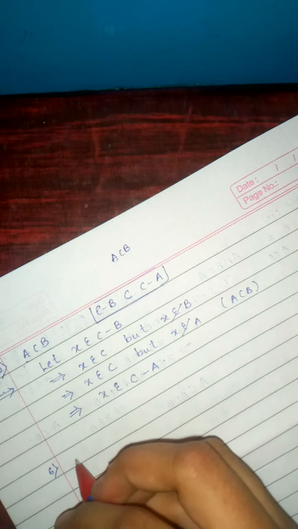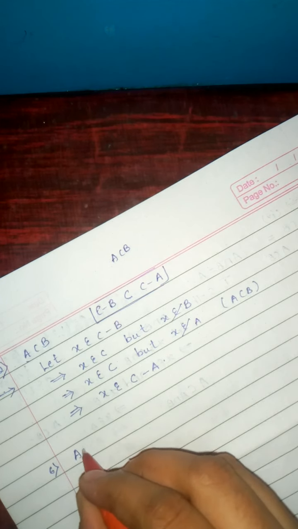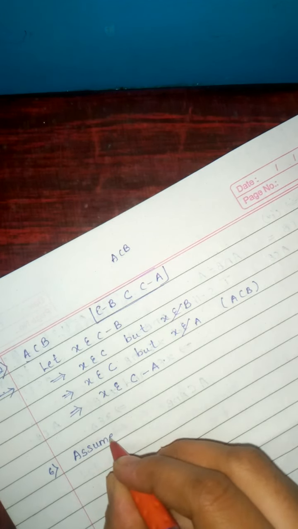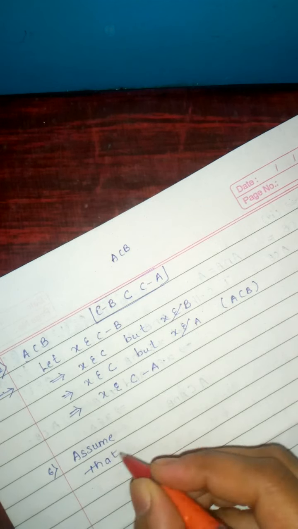Question number 6 says that we have to assume that P of A is equal to P of B, and then we have to show that A is equal to B.